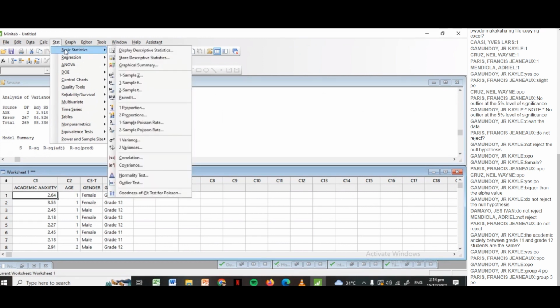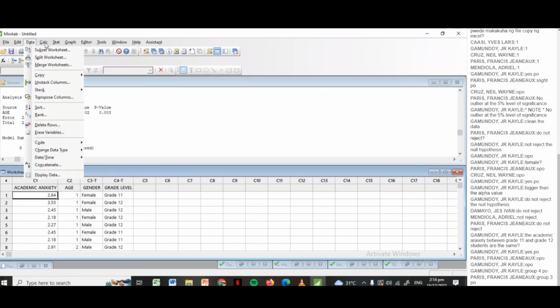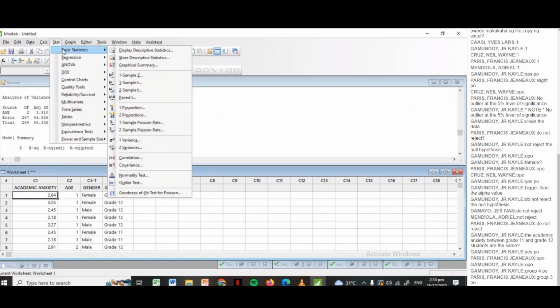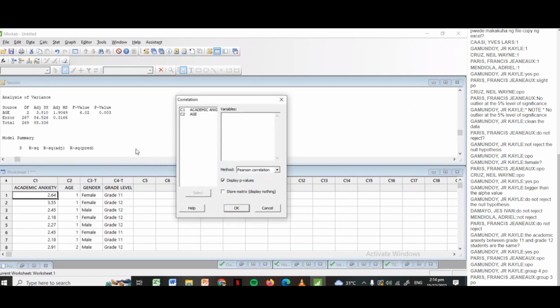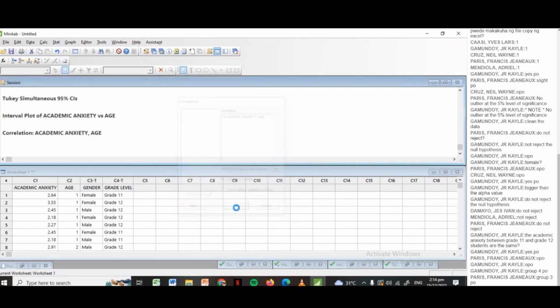Let's try to see kung related ba ang academic anxiety sa age. So, again, I'll be clicking on Stat, and then Basic Statistics. Then I will be clicking in Correlation. So academic anxiety and age. So here in the method, they have two, the Pearson correlation and the Spearman's. So Pearson correlation, then we will be displaying the p-values. Okay, I'll be pressing OK. As you can see, Pearson correlation 0.063 and the p-value is 0.3.